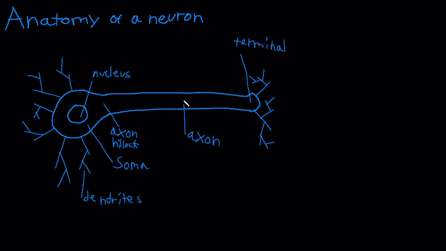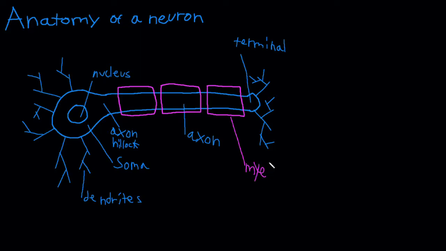And the axon right here is covered by these things called myelin sheath, and we can kind of draw that here with another color. They surround the axon and help it travel faster. They're made usually out of fat, so let's draw some right here and label these as well. So these are the myelin sheaths.